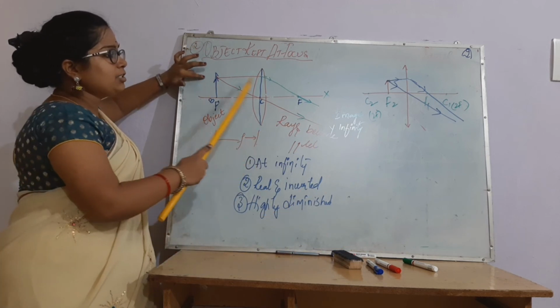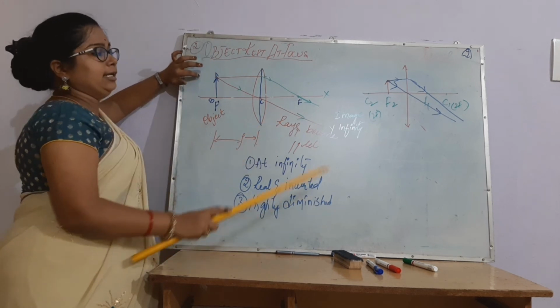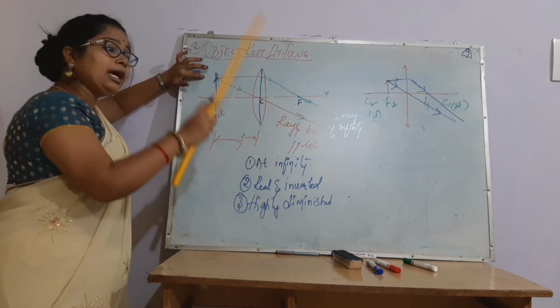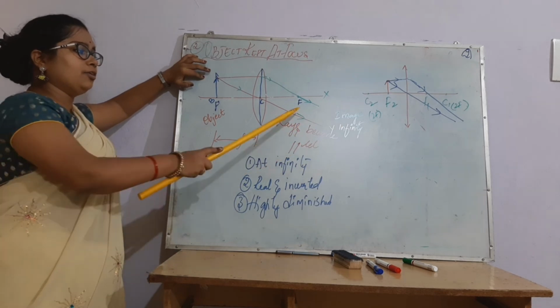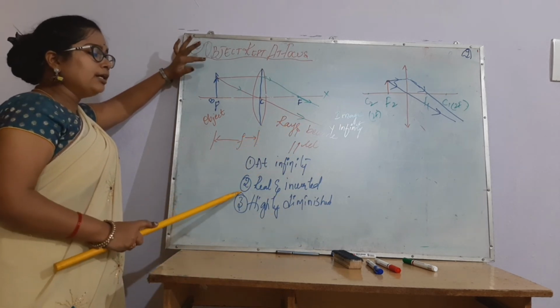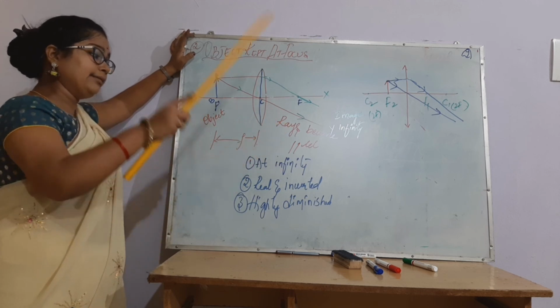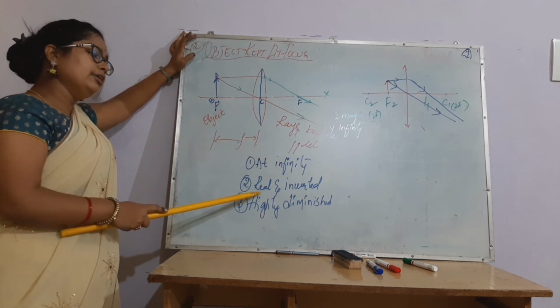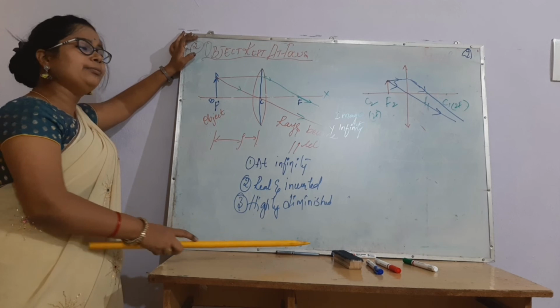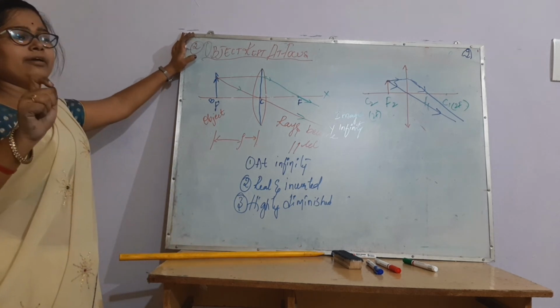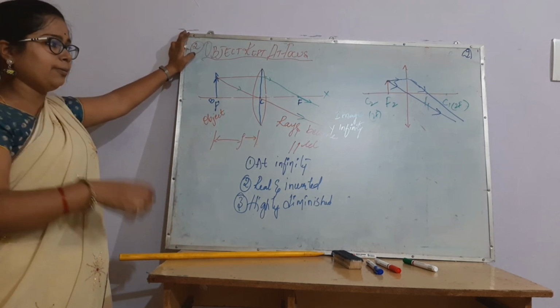Then where are these two rays going to meet? They are going to meet at infinity. So we are not drawing any image. Real and inverted image will be formed, and as they meet at infinity, the real and inverted image is highly diminished, very small.